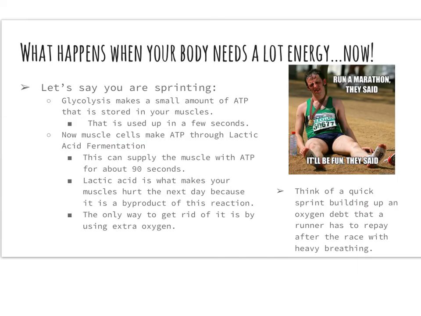So what happens when your body needs a lot of energy right now? Let's say you're sprinting. We're looking at a 100-meter dash. What are we going to do? Well, glycolysis makes small amounts of ATP, and that can get stored in your muscles. So we have that quick muscle storage that we talked about. That was our number one thing that is used up first. And like I said, it's used up in a few seconds.